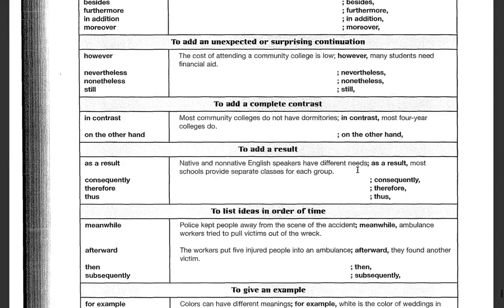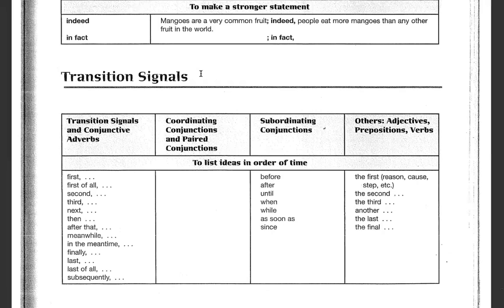Guys, now I'd like you to focus on something called transition signals. These are really important, believe me. These signals make your writing very organized. If I have some steps that I want to write about, for example how to manage my time, I want to list steps, so I can say first of all, second, third, next. Where do they come? They come at the beginning of the sentence followed by a comma.